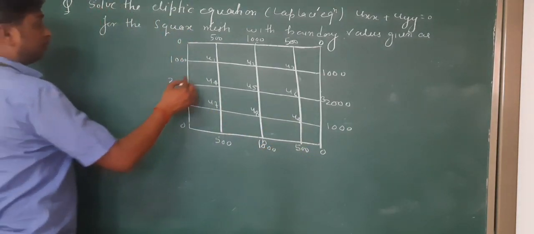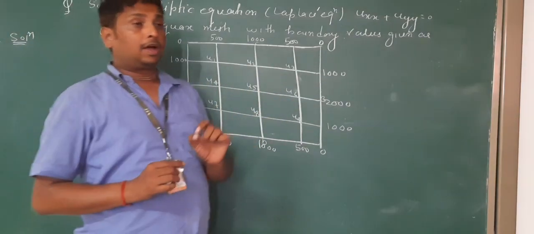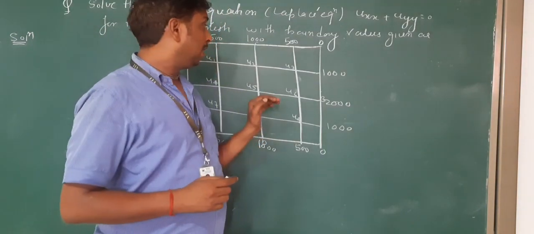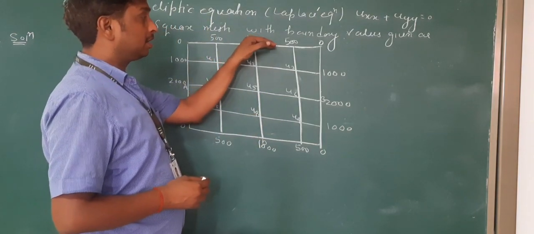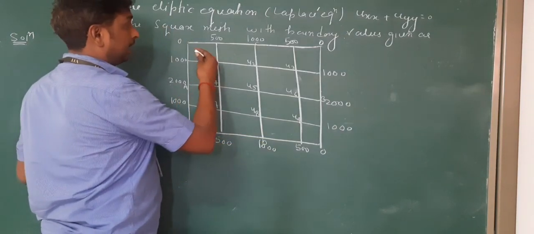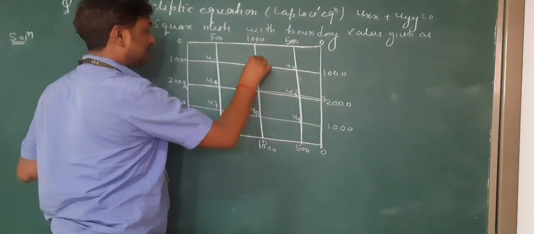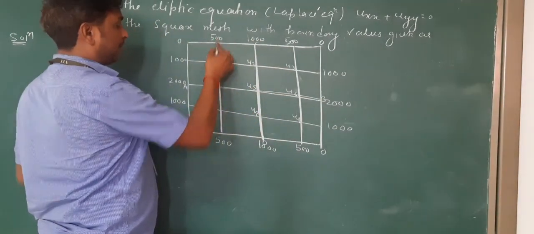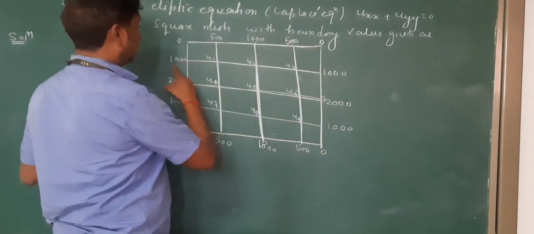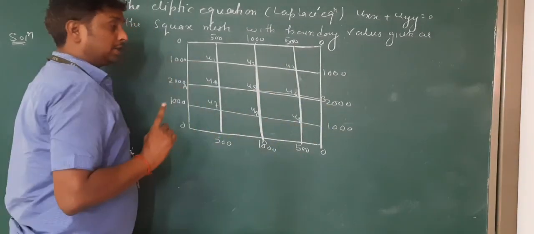So what values we have to calculate? These 9 values. Now see, one very important thing. Here I divided the question into 2 parts. First part is when we have boundary values symmetrical about the lines. See, here boundary values are symmetrical about the lines AB as well as CD, because 500, 500, 1000, 1000, 500, 500, 0, 0. Similarly, 1000 to 1000, 2000 to 2000 and 1000 to 1000.